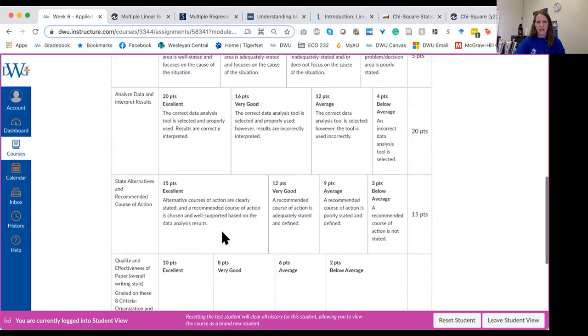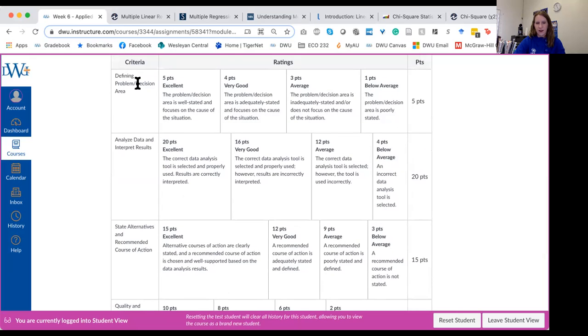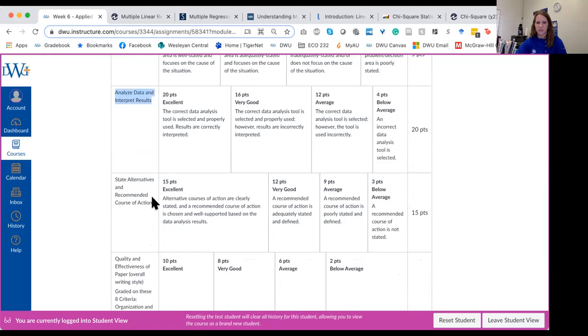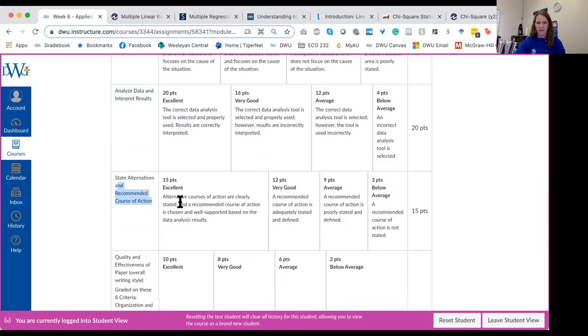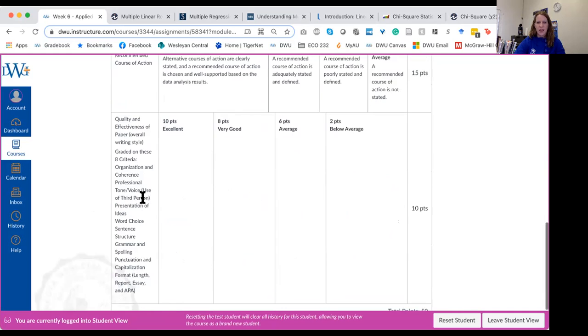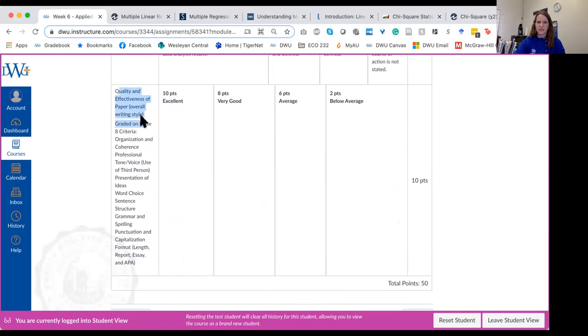Here's the rubric for it. Again, defining the problem, looking at the data, analyzing it, and interpreting the results is worth 20. Stating the alternatives and your recommended course of action is worth 15. And then the quality and effectiveness of, that's not your paper, it's the quality and effectiveness of your presentation. I will get that fixed.